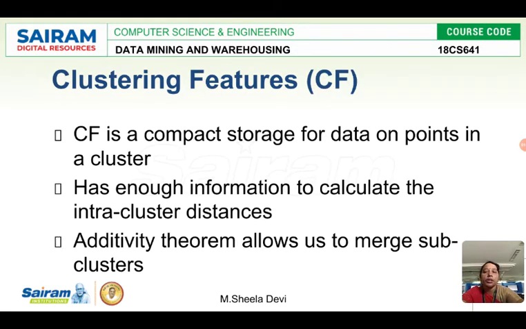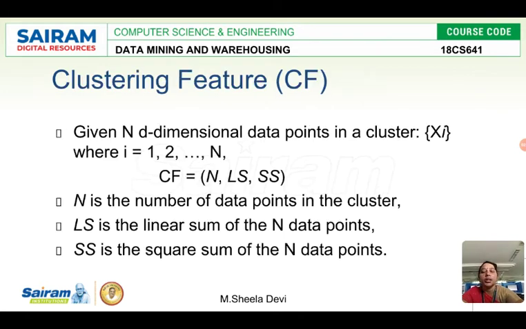Clustering feature: a clustering feature is a compact storage for data on points in a cluster. So what is a clustering feature? It gives a compact storage for the data items in the cluster. It has enough information to calculate the intra-cluster distance. Within the cluster, the distance between the data points is nothing but the intra-cluster distance, so it provides enough information to calculate that particular distance. The additivity theorem allows us to merge the clusters. It also helps us to merge the clusters using the additivity theorem.